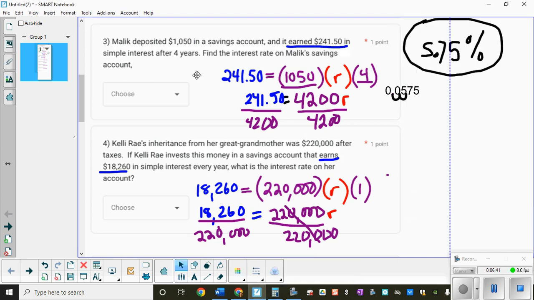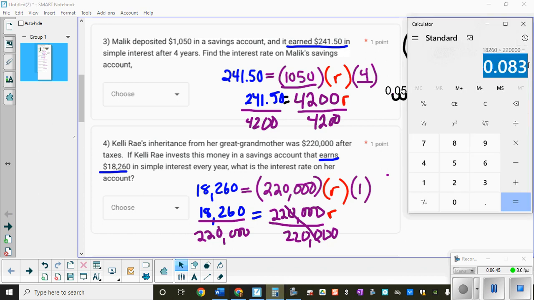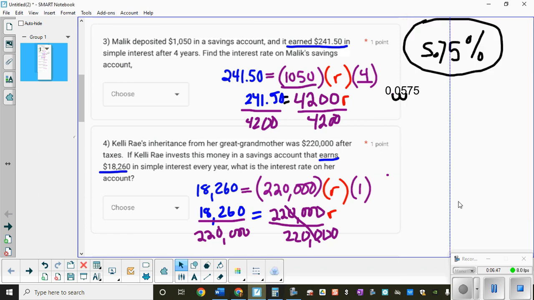And when we bring that over here, oops, it's not pasting. Sorry about that, y'all. Let's see if it'll paste this time. Nope, I'll just write it in, 0.083. So when we move the decimal over twice, that's going to be 8.3%.